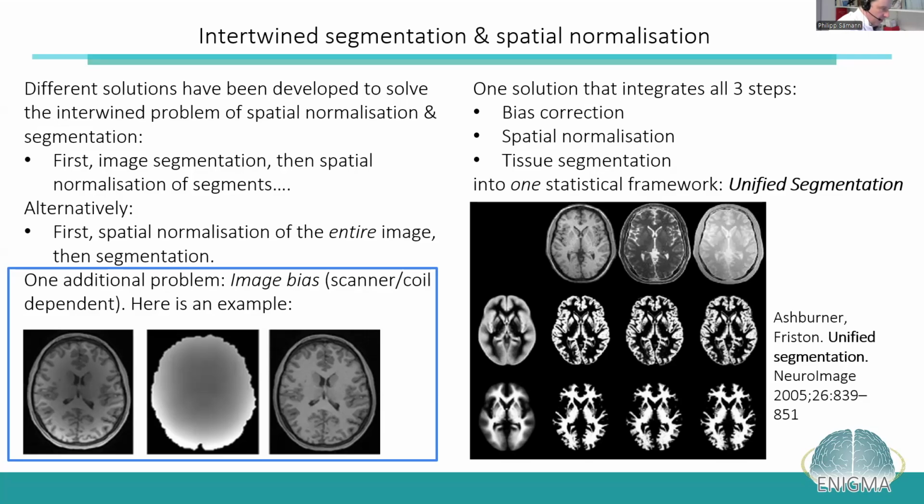There's one very successful algorithm called unified segmentation that has managed to integrate these three challenges into one statistical framework. On one hand, this bias correction, the spatial normalization, and the tissue segmentation. This algorithm that's become quite popular for voxel-based morphometry can also analyze various MRI input types, not only T1 images, but also T2 images or EPI images.